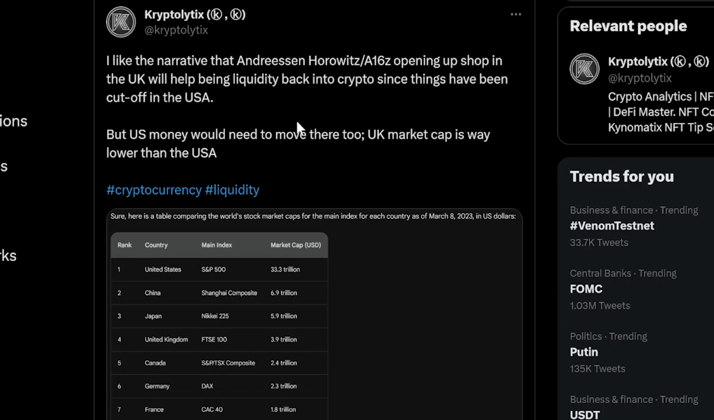If you listen to his sentiment on it, it's actually quite positive. You've got Andreessen Horowitz, A16Z, opening up an office in the UK. Now, the thought there is, well, okay, that's really cool that they're opening up an office there. Means that, hey, we might start to get some liquidity back into the crypto market.